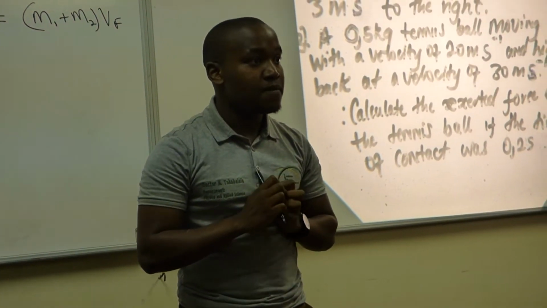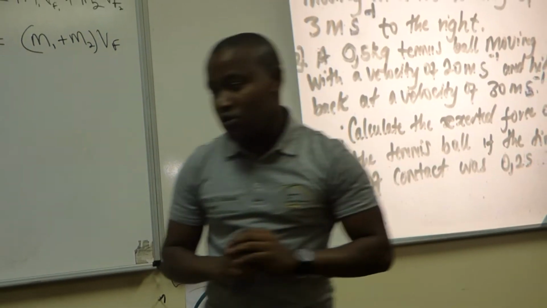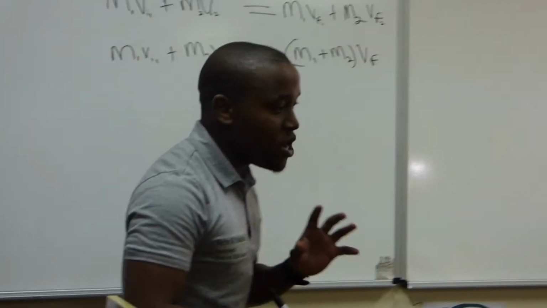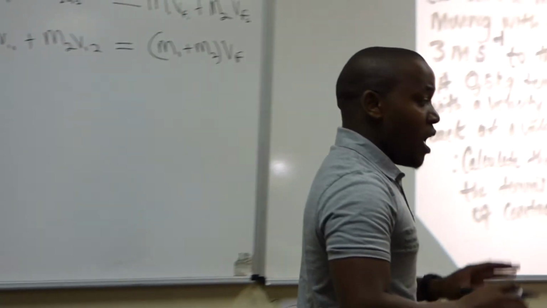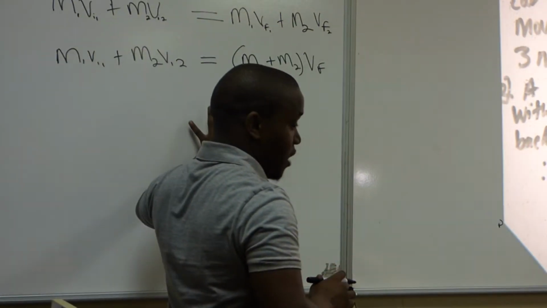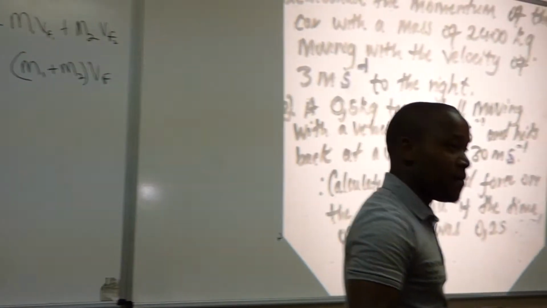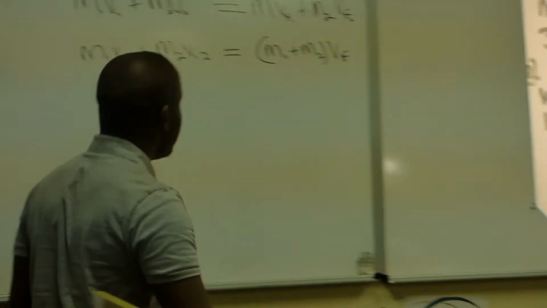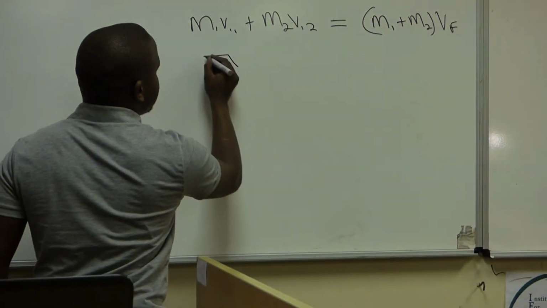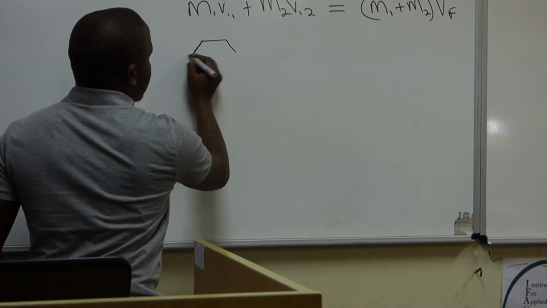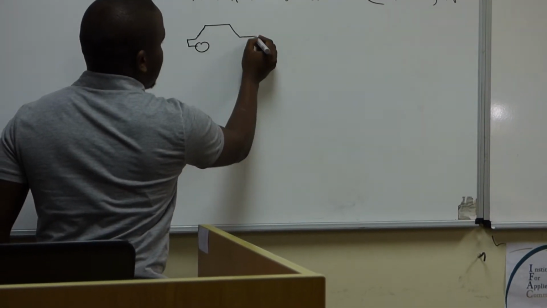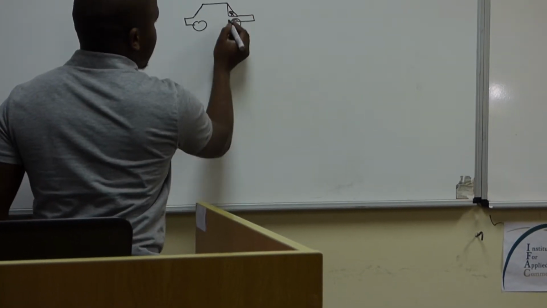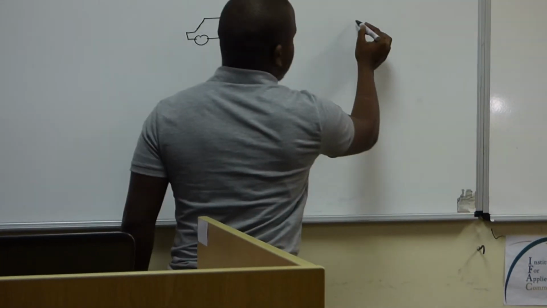Can you all relate? Now, a typical mistake made by many students. I said velocity is a vector. This is a tip that I'm giving you. When you are given a question of conservation of momentum, you need to draw the diagram. Let's make a simple calculation. We have Chippy's car. Right. Now, here we have Natasha's car.